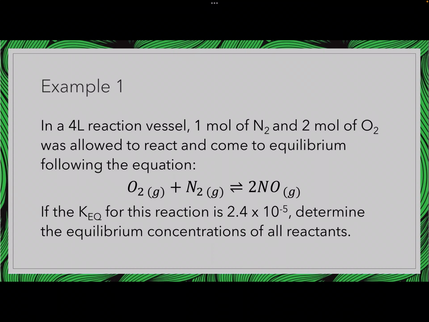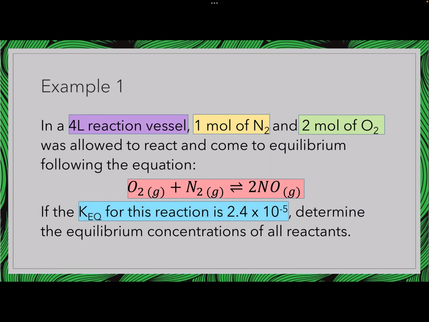First step, highlight everything that's important. So we had a 4-liter reaction vessel, 1 mole of nitrogen, 2 moles of oxygen. That's our reaction equation, and our KEQ is 2.4 times 10 to the negative 5. And what we're trying to do is determine the equilibrium concentrations of all reactants. So that's reactants and products.